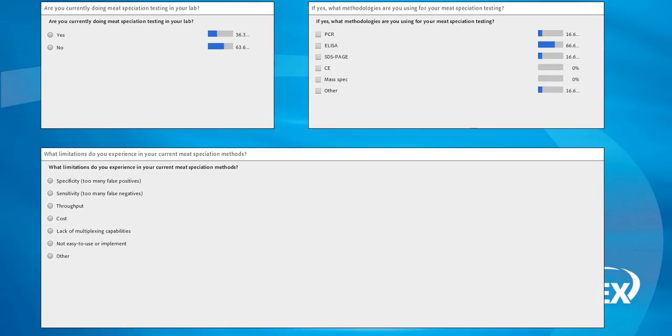And what limitations do you experience in your current meat speciation methods? Specificity, sensitivity, throughput, cost, etc. And it seems as though cost is a high proportion, but also we see that specificity and sensitivity, whereby we may get too many false positives or false negatives, are causing the problem. So good interesting feedback from the audience today.